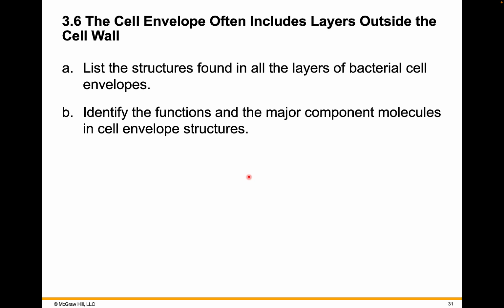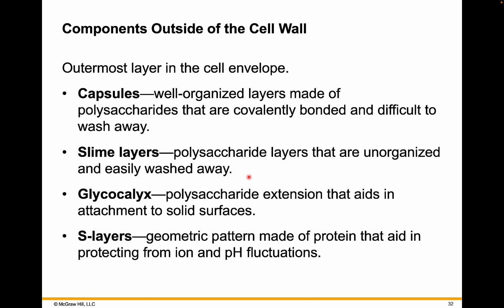So let's take a look at what happens. The cell envelope often includes some layers outside the cell wall. And what are those? In general, the outermost layer in the cell envelope, if present, is called the glycocalyx. The glycocalyx is a polysaccharide extension that aids in attachment to solid surfaces. I say glycocalyx because it is the general term, which can be of two different types. The glycocalyx could be capsules, or it could be slime layers.